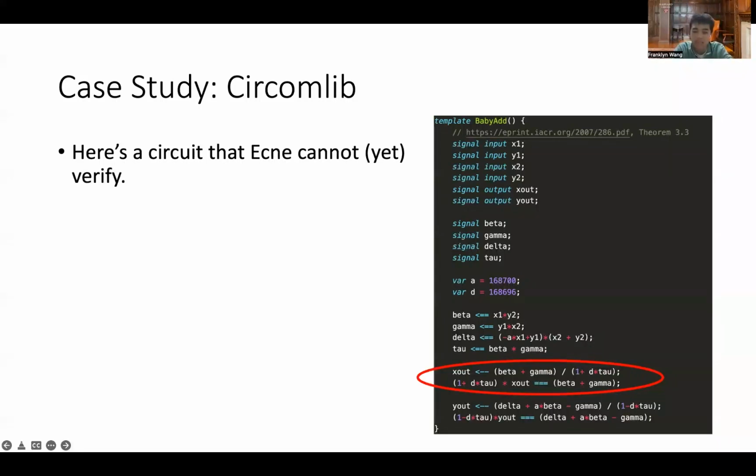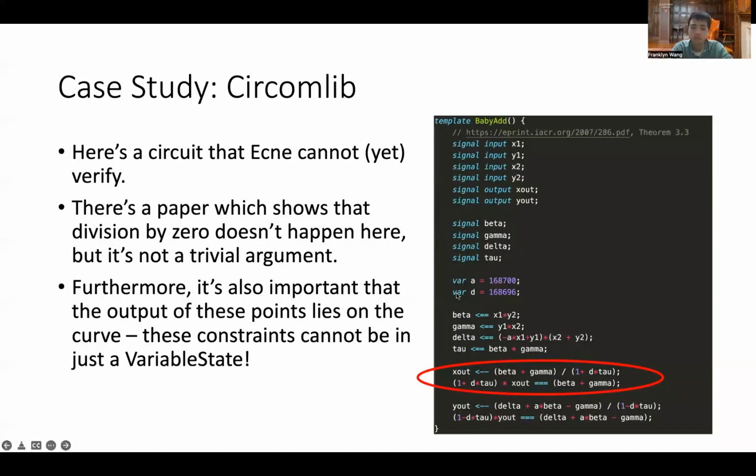But what if 1 plus d times tau here is 0? In that case, x out would not be uniquely determined. It could be anything. And I actually thought this was a real problem. Did I find an issue with circumlib here? This could be a real problem, right? Fortunately, it turns out that according to this paper, which this comment that's added is mine, by the way, and theorem 3.3, they show that indeed 1 plus d times tau is not equal to 0. And this is a pretty complicated proof, and it would be somewhat unrealistic for Ecne to really come up with it.